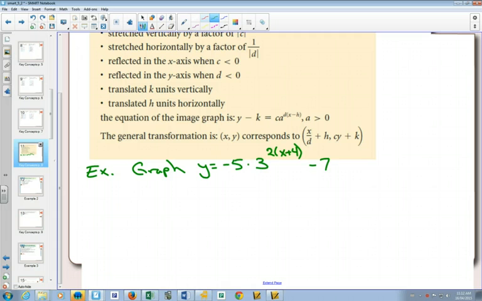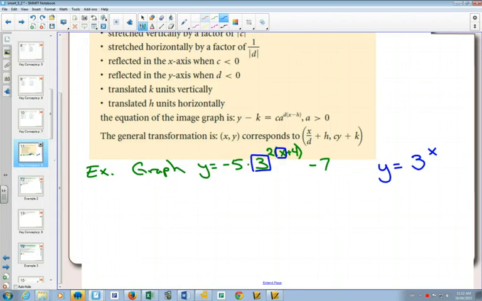So whenever you're graphing exponential functions, the first thing you have to determine is what is the parent function that went with this. Something to the x. What is the base graph of this one? It's going to be the 3. So here is the base of the 3, and there's the exponent x.